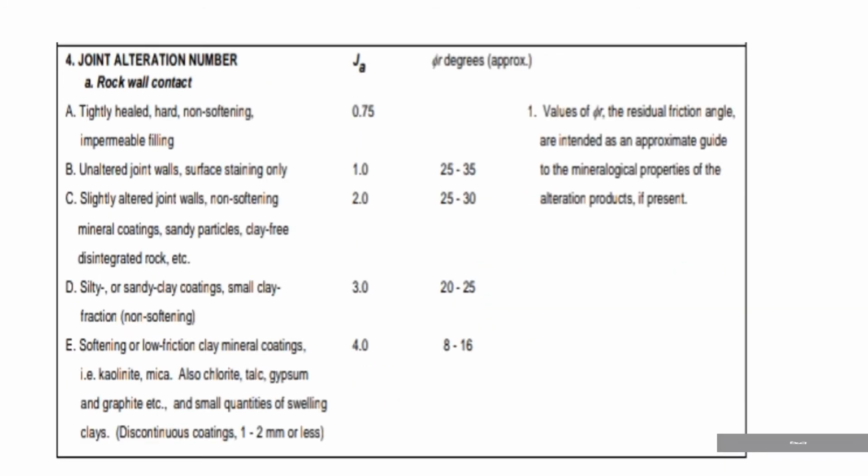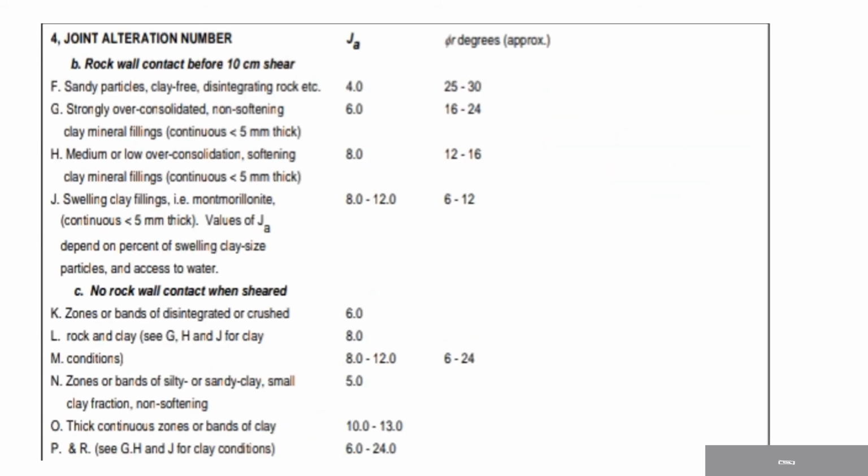Joint alteration number. The values of joint alteration number and the residual friction angle are intended as an approximate guide to the mineralogical properties of the alteration products, if present. These are the joint alteration numbers.